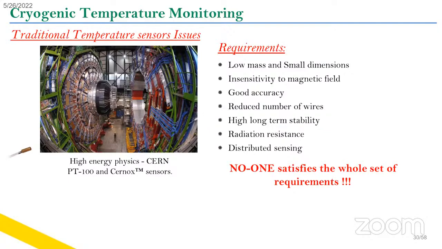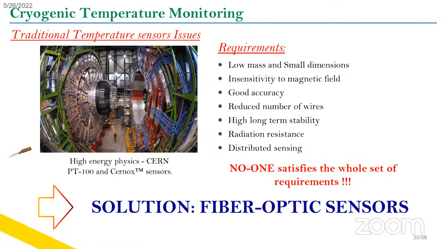However, a fiber optic sensor can measure several points on a single line, and it also has good stability and radiation resistance. Traditional sensors cannot resist radiation, and distributed sensing is not possible. So none of the currently available sensors can satisfy the requirements of this advanced field. So the solution is the fiber optic sensor.